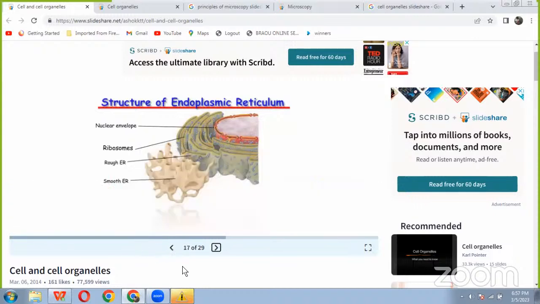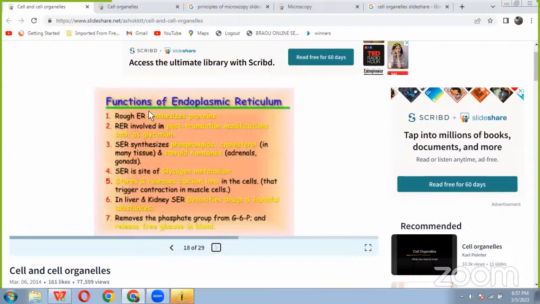What is the importance of the smooth ER? Smooth ER functions in lipid synthesis. Rough ER is mainly the synthesis of proteins. Rough ER is involved in post-translational modifications such as glycosylation. Next one is the smooth ER: synthesis of phospholipids, cholesterol, and some steroid hormones. Smooth ER is the site of glycogen metabolism.